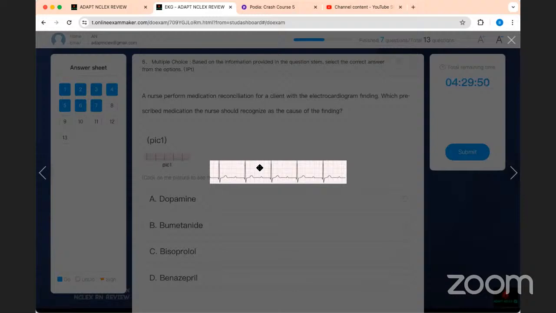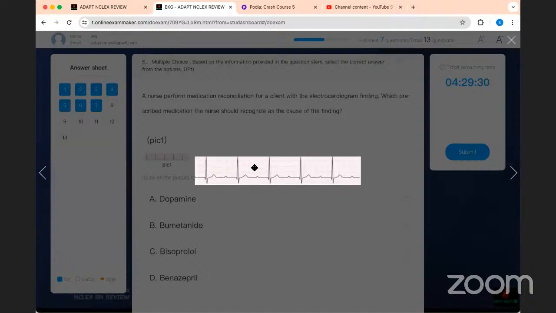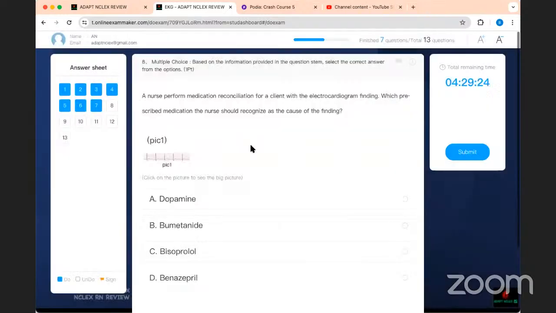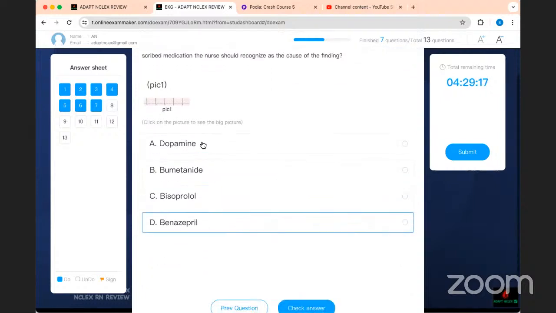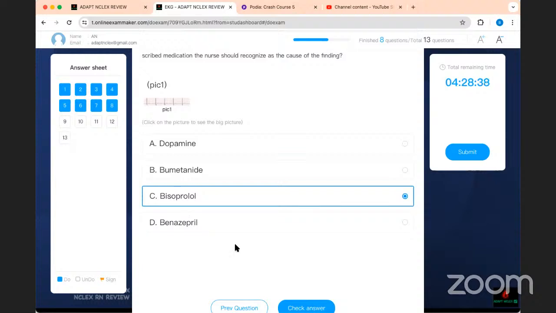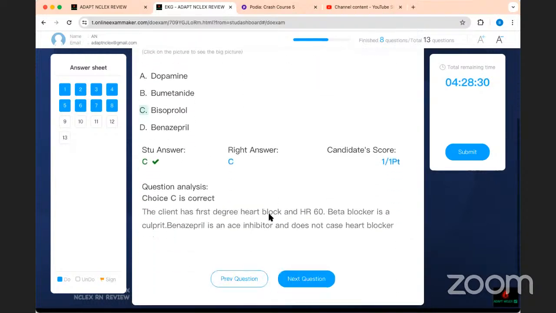So that was what somebody asked. I'm just answering a question. This is what rhythm it is. This is bradycardia. It's so slow. If I make it bigger, you can count 1, 2, 3, 4, 5. So it's like 50-something. Which of these medications can cause bradycardia? This is an ACE inhibitor. It does not cause bradycardia. This is dopamine. It speeds your heart up. So this is your right answer. Okay.